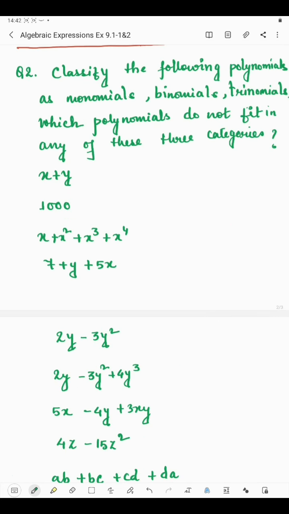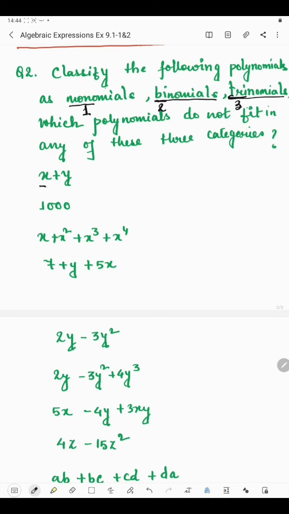Now question number 2 says, classify the following polynomials as monomials, binomials, trinomials. Which polynomials do not fit in any of these three categories? Now monomial means an expression having one term. Mono means one. Bi means two. Now trinomial means an expression having three terms. So tri means three. Okay, so in the first expression we have x plus y.